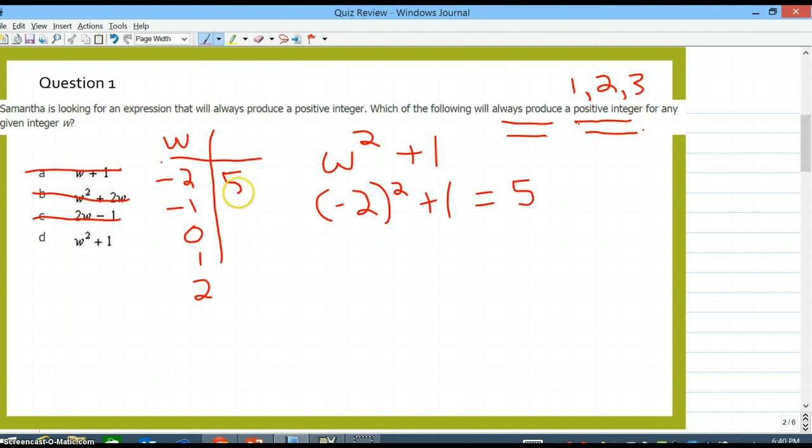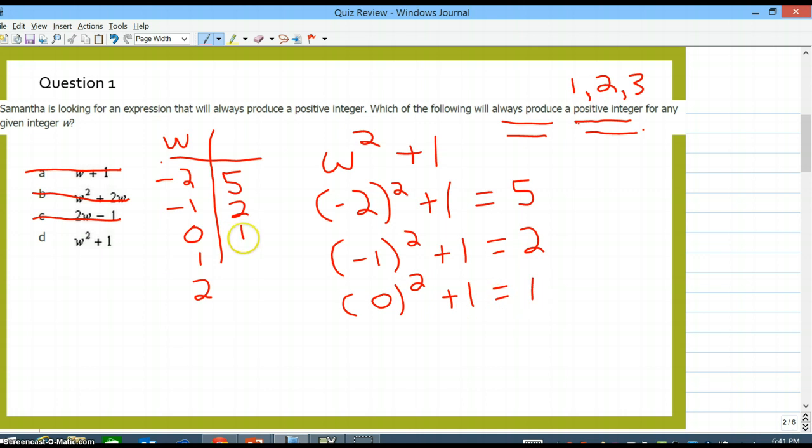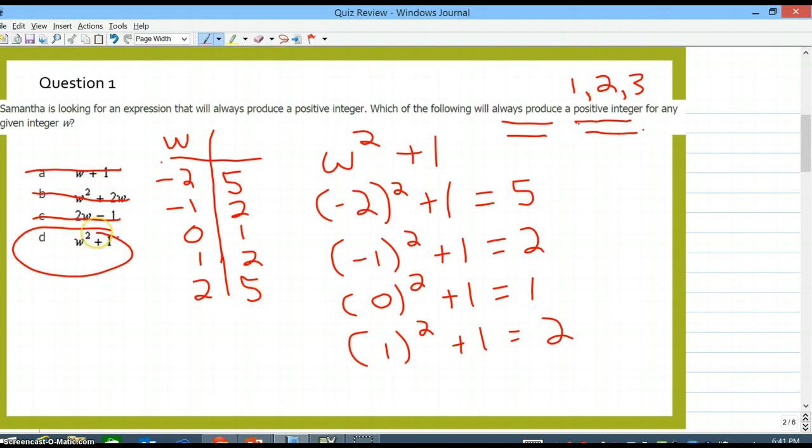5 is positive. I'm going to try negative 1. If I plug in negative 1 for W, I'm going to end up with 2, which is positive. If I plug in 0 for W, this will give me 1, which is positive. If I plug in 1 for W, I'm going to end up with 2, which is positive. And if I plug in 2, I'm going to end up with 5. So, D is my answer. For any value that I plug in for W, I'm always going to get a positive answer.